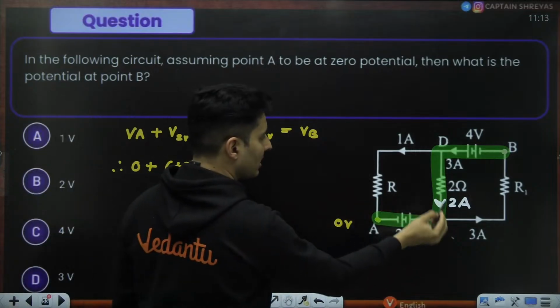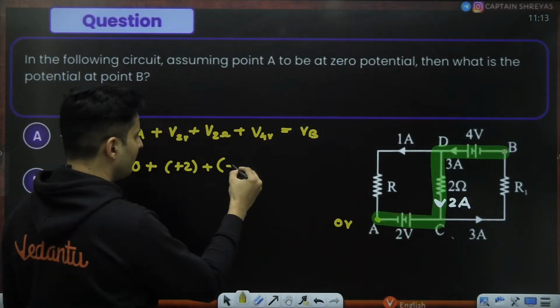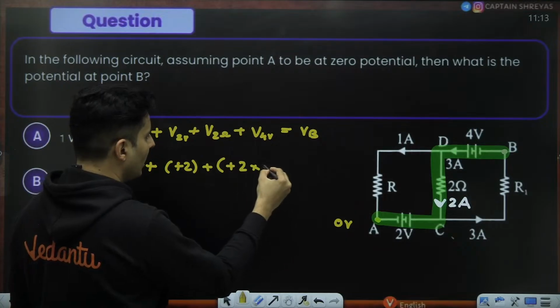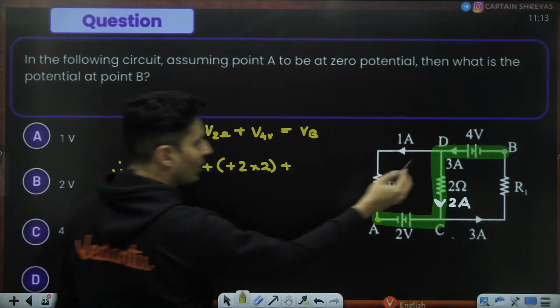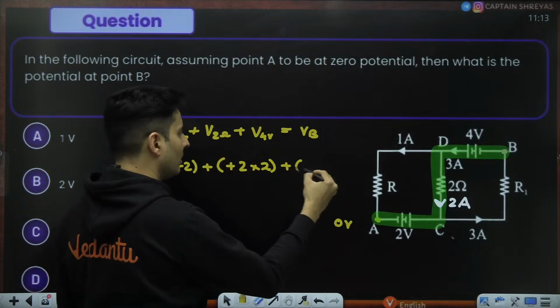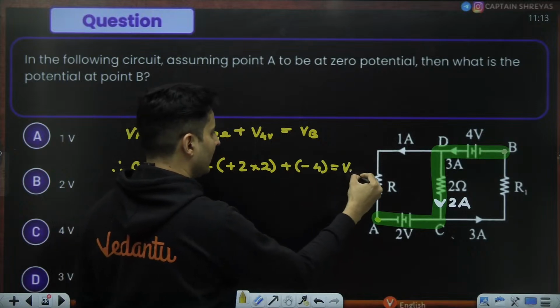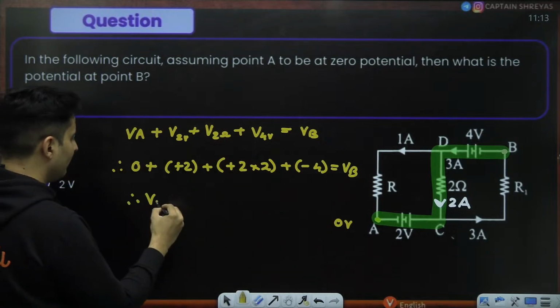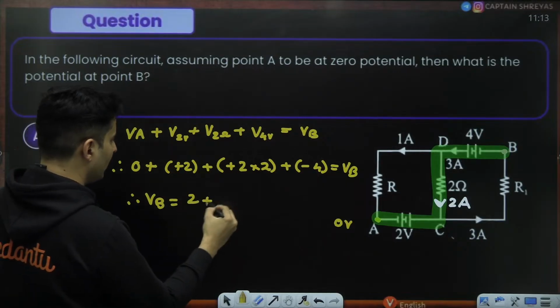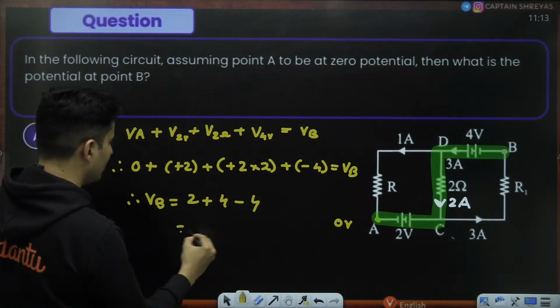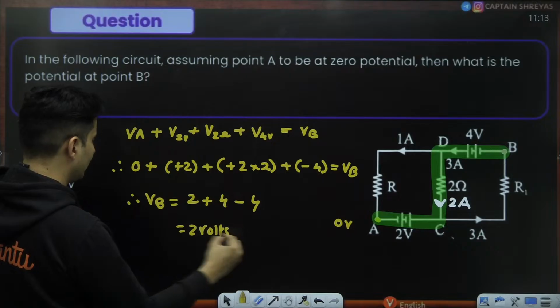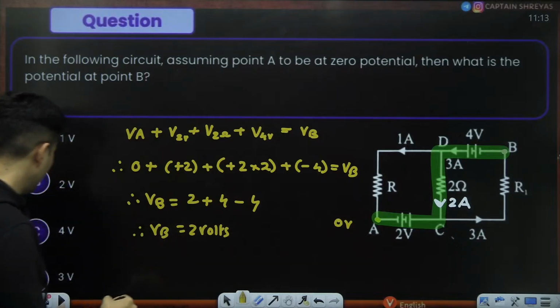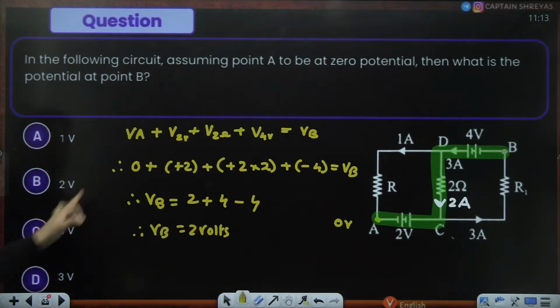Voltage across 2 ohms. I'm going against the current, so it is plus IR. I is 2, R is also 2 ohms. 4 volts, I'm going from positive to negative, so it will be negative 4, and that is nothing but VB. So therefore, VB will be 2 plus 4 minus 4, which is nothing but 2 volts. So that is the answer. So VB is 2 volts, which is B option.